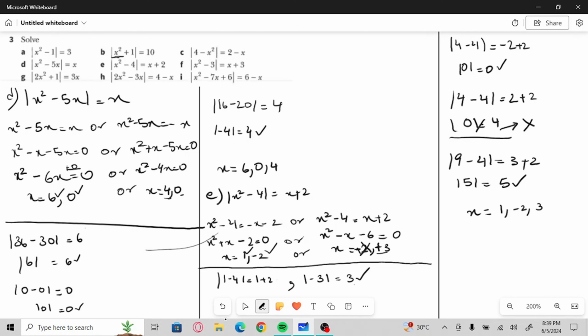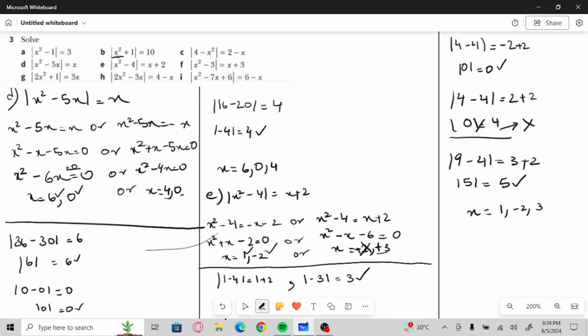-1 squared is 1. Modulus of 1 minus 3 should equal modulus of negative 1 plus 3. And 1 minus 3 is negative 2, with modulus 2, and negative 1 plus 3 is positive 2. So again, this is correct. 1 is correct. Negative 1 is correct. x equals 0.